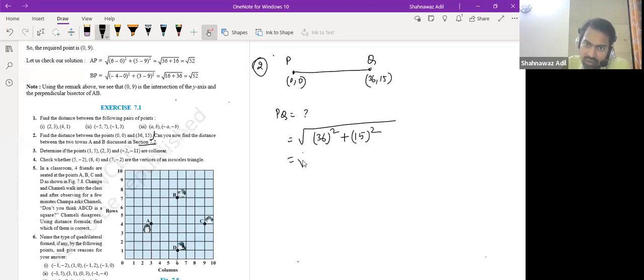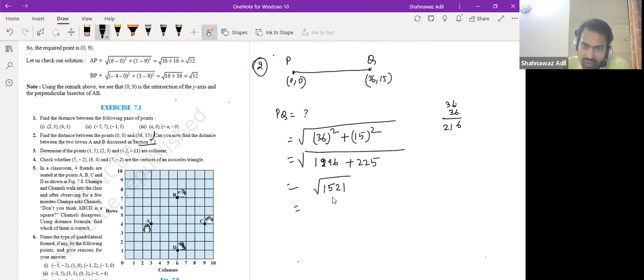So 15 square is 225, and 36 square is how much? 1296. I got 1296. Okay, so this is 11, and this is 2, and then this is 5, and then this. So this is the square of what? 39, right?